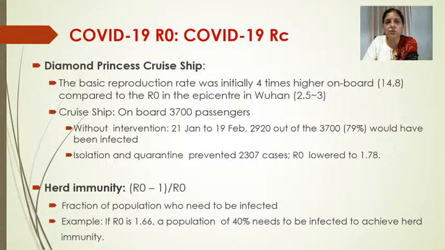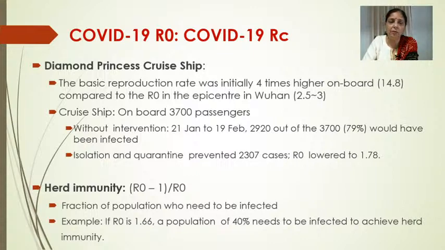Another example is the Diamond Princess cruise ship, in which the basic reproductive rate was initially 4 times higher on board, around 14.8, in comparison to the R0 number in the epicenter in Wuhan. There were about 3,700 passengers on board, and with intervention, 2,307 cases were prevented. Without intervention, from 21st January to 19th February, 2,920 out of the 3,700 passengers would have been infected. So they were able to protect 79% of the on-board passengers, and they could lower their R0 number to 1.78 because of the isolation and quarantine measures that prevented infection in 2,307 cases.